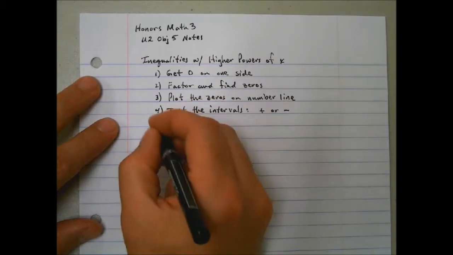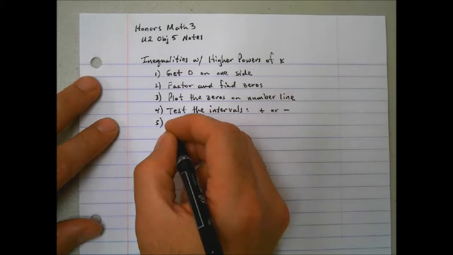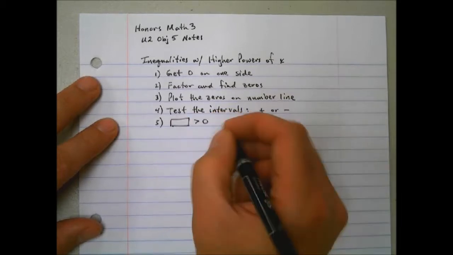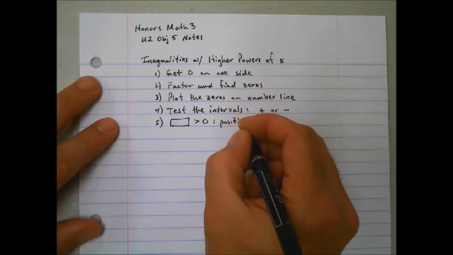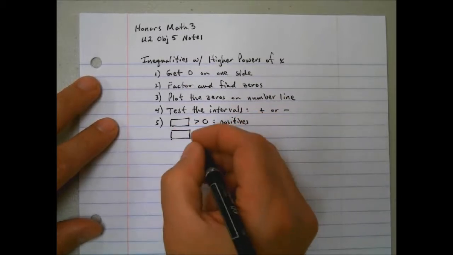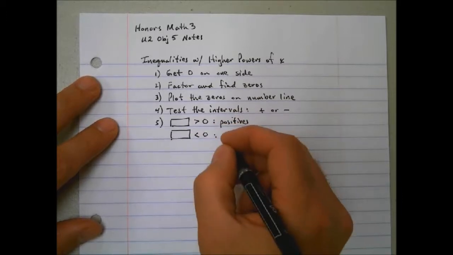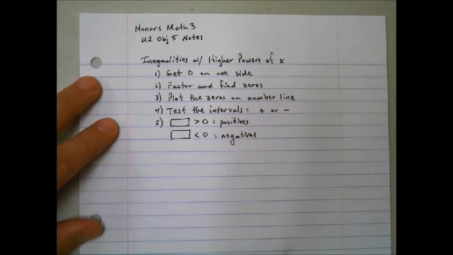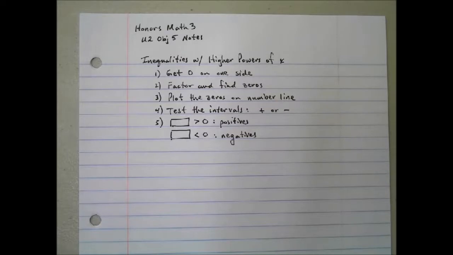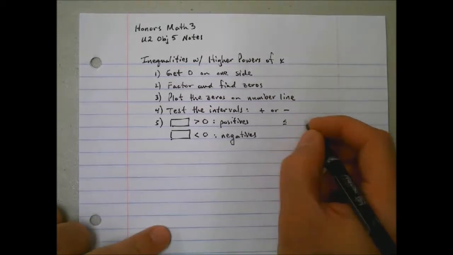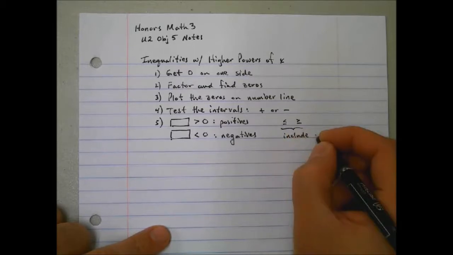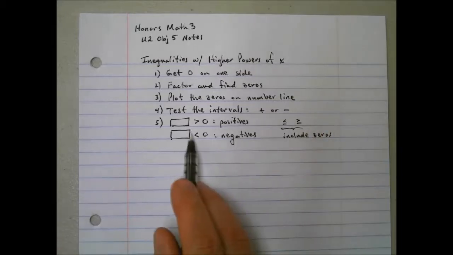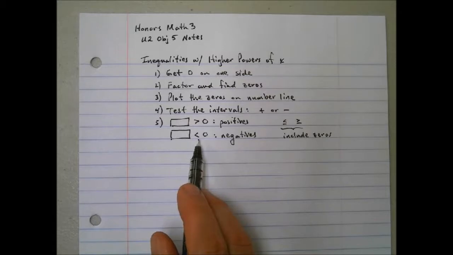Okay, and whatever the inequality is, if we have greater than 0, then obviously that is indicating we are looking for the positives. And if we have less than 0, then that's indicating we will be looking for the negatives. If they have the or equal sign, so if it's less than or equal to or greater than or equal to, then that is a situation where we include the zeros. And if it doesn't have the or equal sign, then we are not including the zeros.